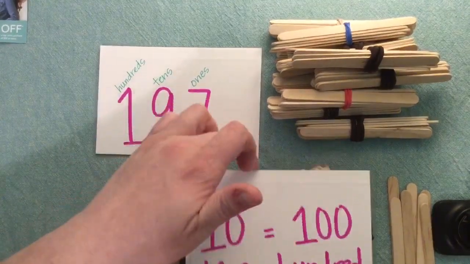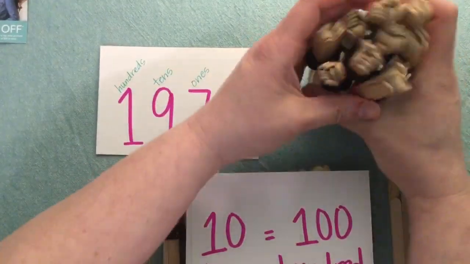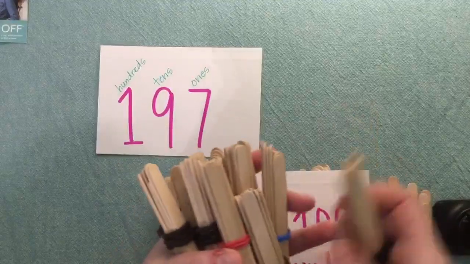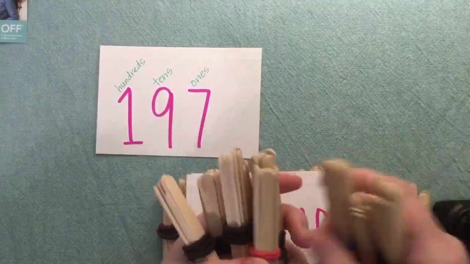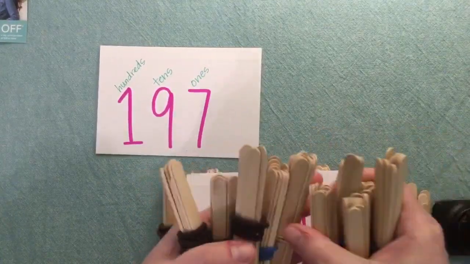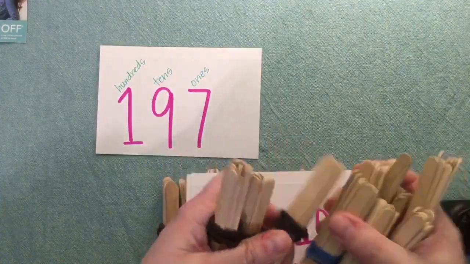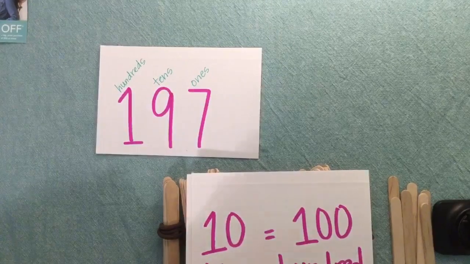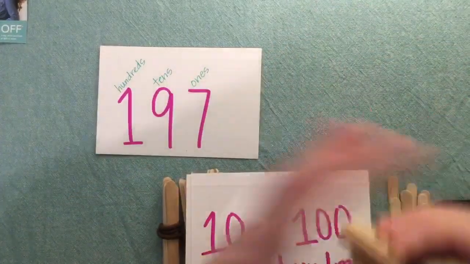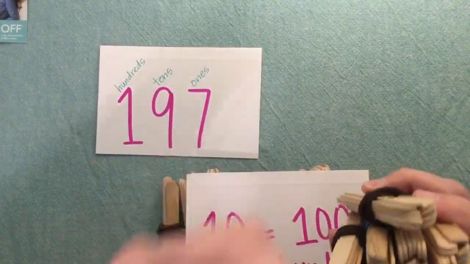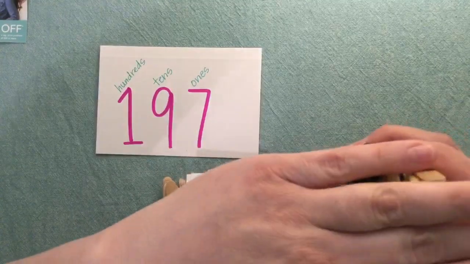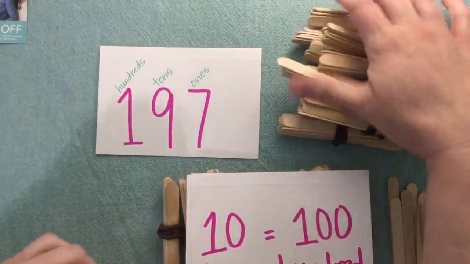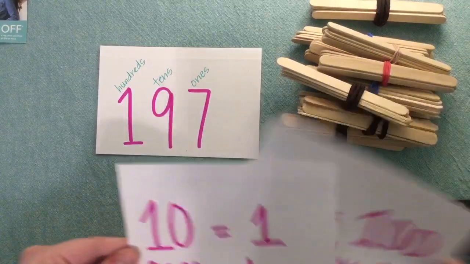10 tens becomes 100. So instead of saying 10, 20, 30, 40, 50, 60, 70, 80, 90, 100, we know that 10 groups of 10 is 100. We can count that quickly and efficiently, 100. Okay, so I'm going to review that one more time.